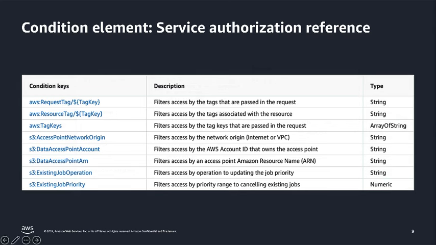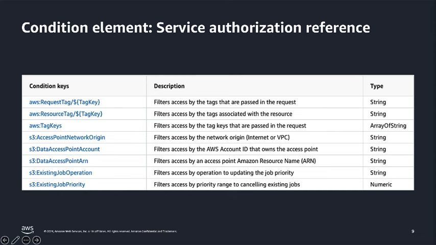There's also a section elsewhere on each page of the service authorization reference, which contains a complete list of what we call service-specific condition keys and their types. The types here tell you which operator you should use to perform the comparison. A condition key that has a type that starts with array of indicates that the condition key can have multiple values in the authorization context, and that you should use a multi-valued qualifier to compare it, so either for all values or for any value. We'll come back to this later.